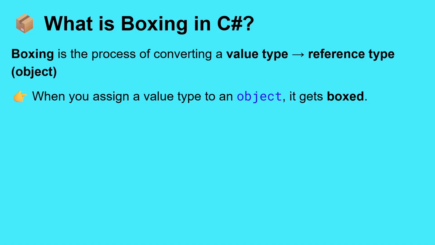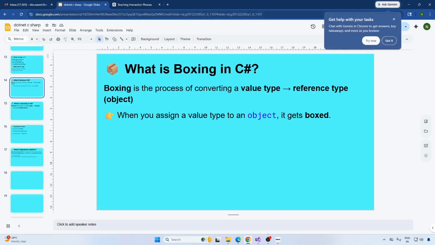Today we are going to learn about boxing and unboxing in C Sharp. What is boxing in C Sharp? Boxing is the process of converting a value type to a reference type. When you assign a value type into an object, it gets boxed. Now let's see those in the code.